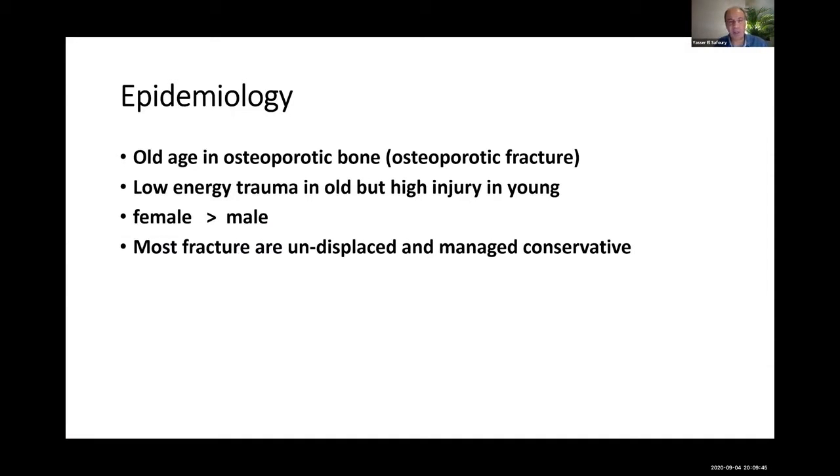First of all, this type of fracture is common on osteoporotic bones in old age, so it's called osteoporotic fracture, but in young individuals, it's usually a high energy. These fractures are common in females more than males. Fortunately enough, most of them are treated conservatively and they are undisplaced.